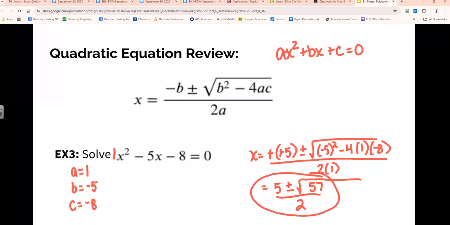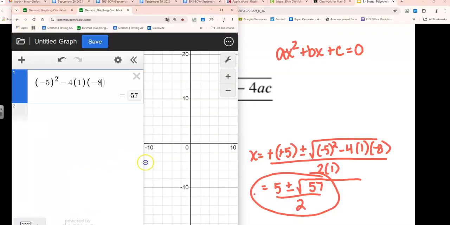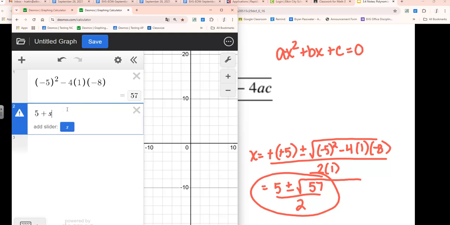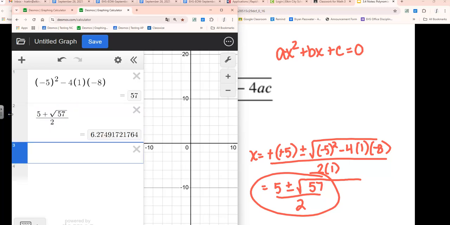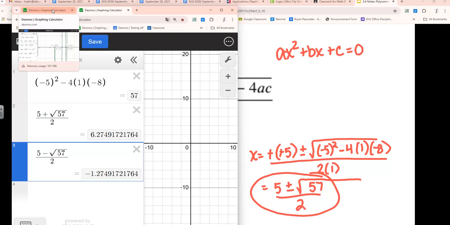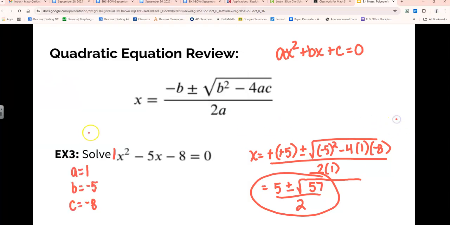Now, if you want a decimal answer, for this, you would just go over here and type in 5 plus the square root of 57, all divided by 2. There's one of your answers. And then I'm just going to copy and paste this and change that plus to a minus. And there's your other answer if you're wanting a decimal. You also can do these from a graph as well. And we'll see that on the next problem.